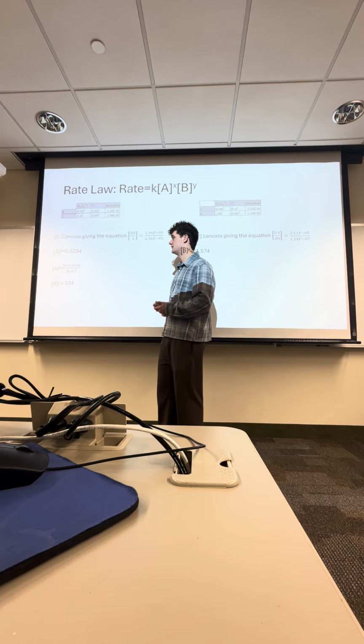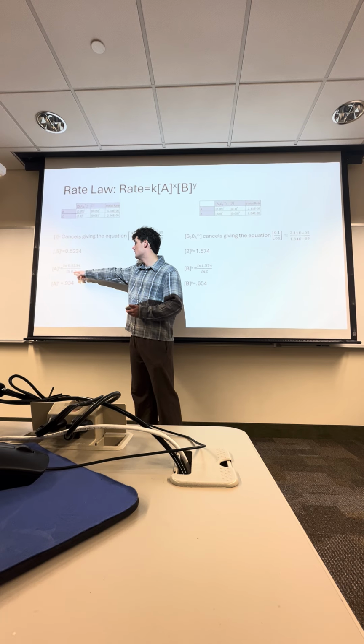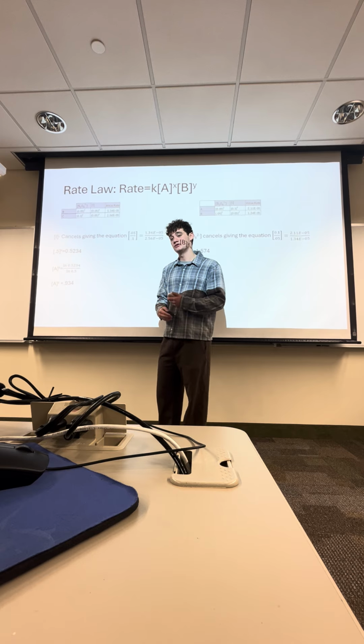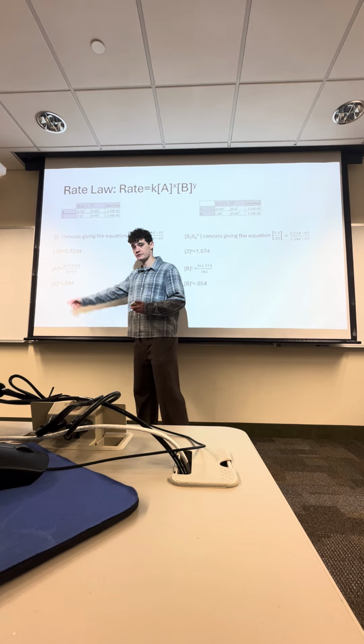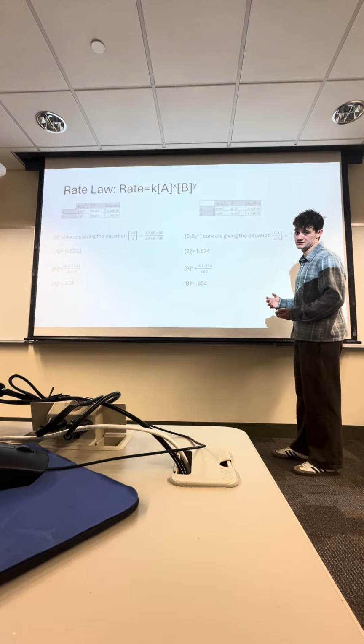This is then manipulated to give us a to the x equals the natural log of 0.5234 divided by the natural log of 0.5, giving a to the x equals 0.934, which is rounded to 1, so it would be a to the first power. This is then repeated for peroxydisulfate.